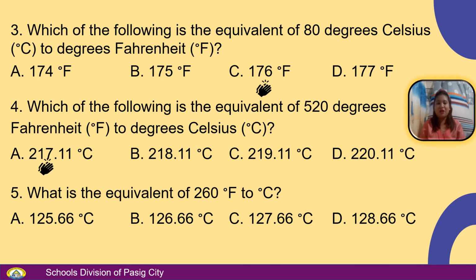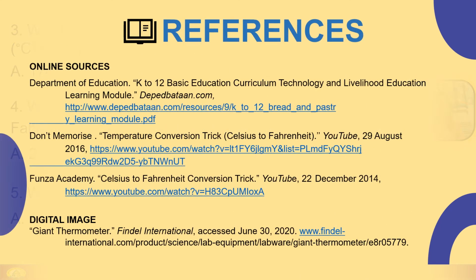Number 5. What is the equivalent of 260 degrees Fahrenheit to degrees Celsius? A. 125.66 degrees Celsius. B. 126.66 degrees Celsius. C. 127.66 degrees Celsius. And D. 128.66 degrees Celsius. B. 126.66 degrees Celsius.